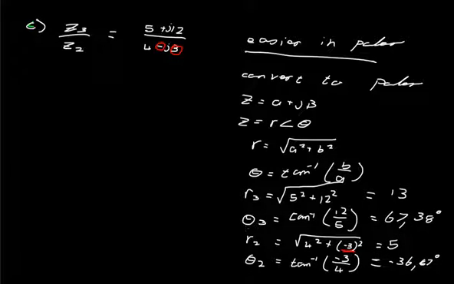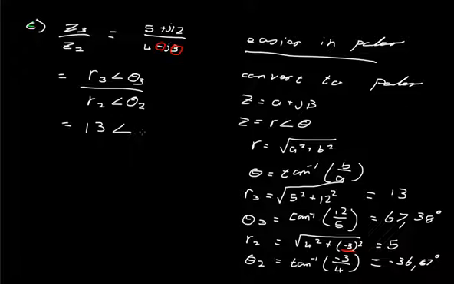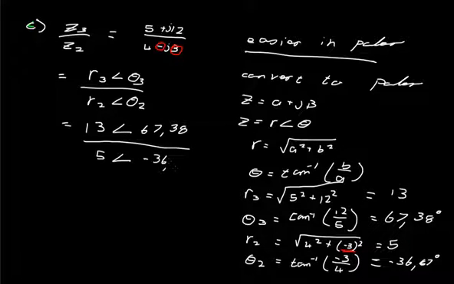Okay, so now that we've got R3 theta 3 and R2 theta 2, we can just rewrite this equation as R3 angle theta 3 over R2 angle theta 2, which is R3 is 13 angle 67.38 degrees, and that's all over R2, which is 5 angle negative 36.87 degrees. Don't forget the degrees.